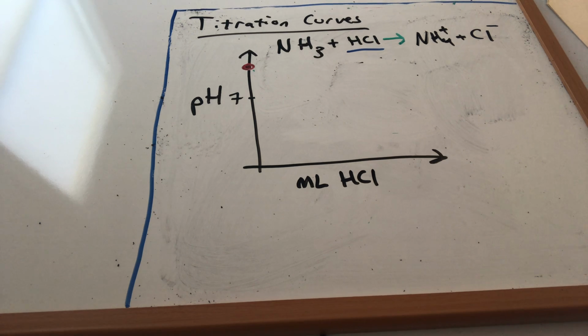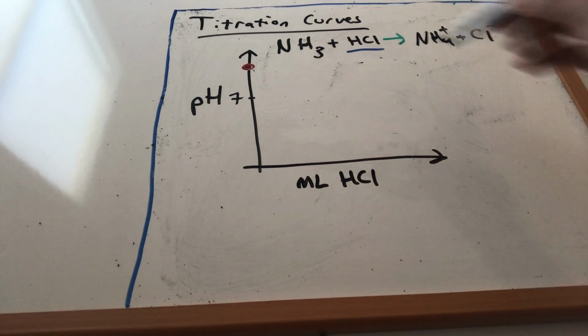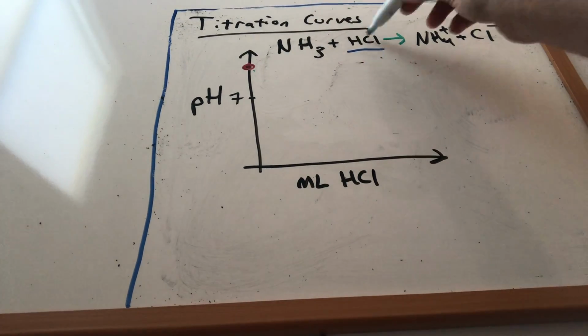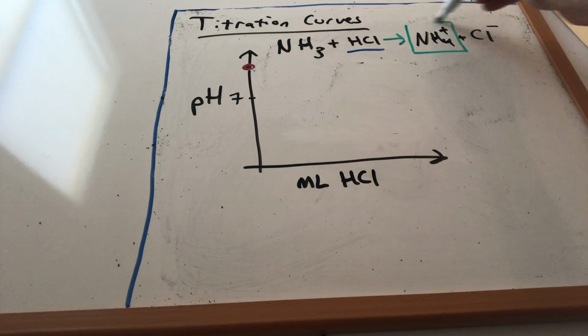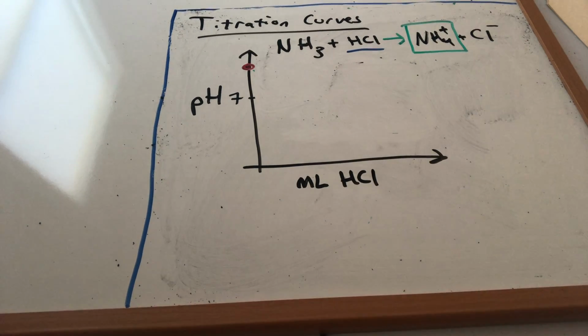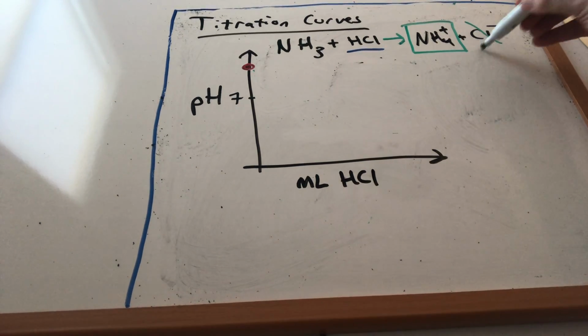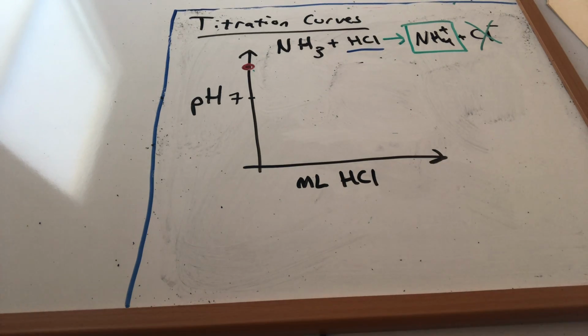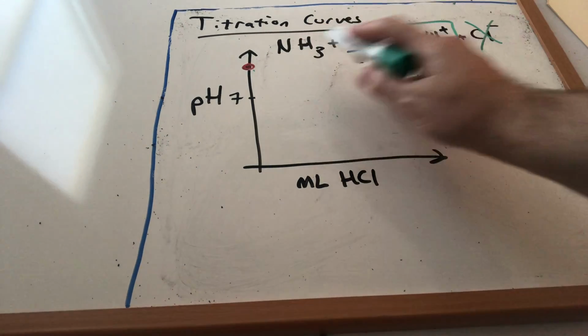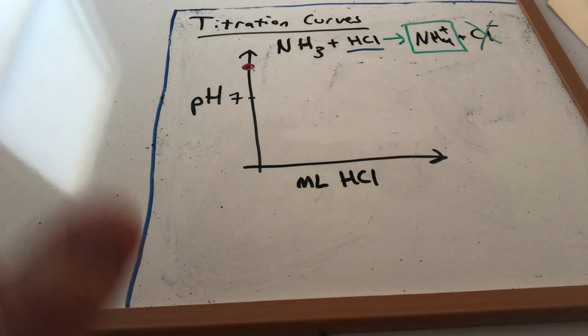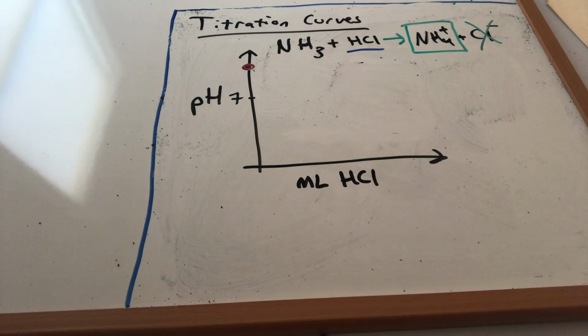So what happens at the end point here? Well, at the end point, this is gone, and so is this. What I've made, though, is NH4 plus. The Cl minus is still a spectator. So the NH4 plus is the only species in there that's affecting the pH. This completely converts the NH3 to NH4 plus at the endpoint.